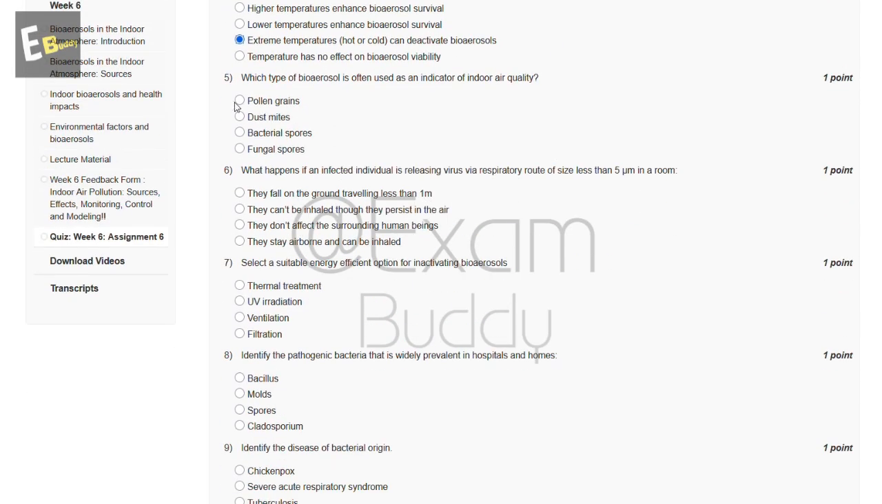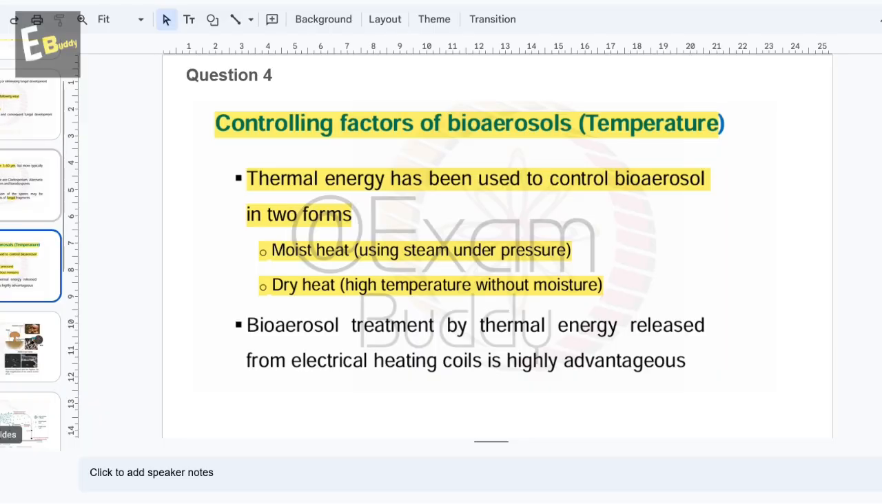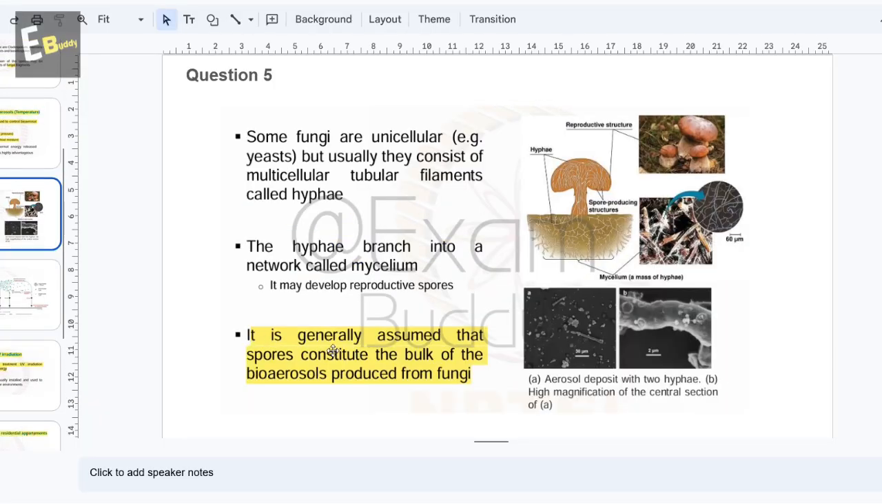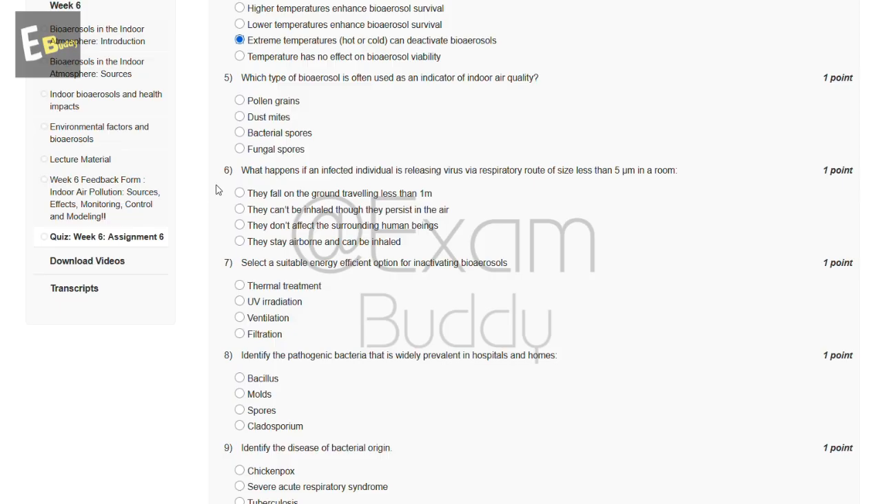Now the fifth question is which type of bioaerosol is often used as an indicator of indoor air quality? So these are the options: pollen grains, dust mites, bacterial spores, fungal spores. So let's check the answer of our fifth question. So question fifth, it is generally assumed that spores constitute the bulk of the bioaerosol produced from fungi. So the answer of our fifth question is D, fungal spores.